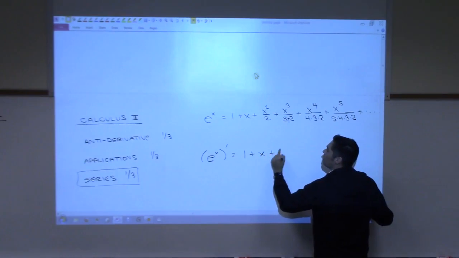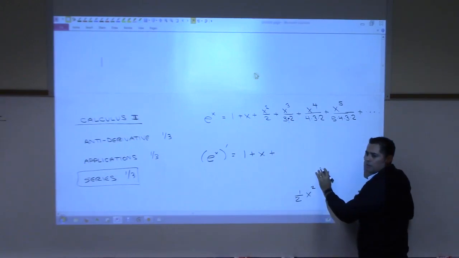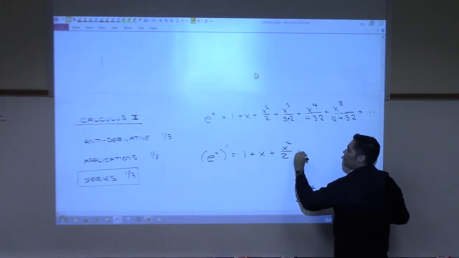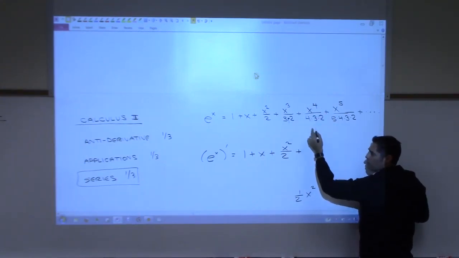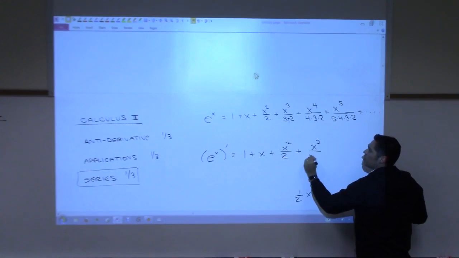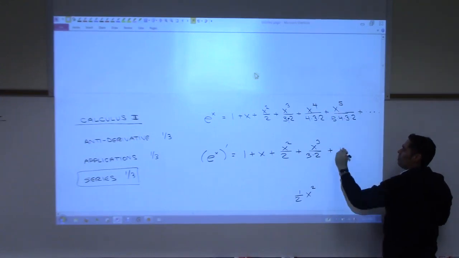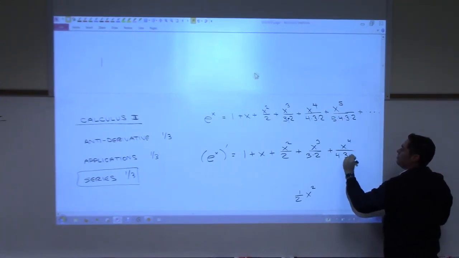X plus, now this one, the 3 would pop out, right? And cancel with that 3 down there. So what would you have? X squared over 2 plus, what about the next one? 4 would pop out, cancel with the 4. You would have x cubed over, the 3 times 2 would still be there, right? So 6. Next one would be x to the 4th. The 5 canceled out, so 4 times 3 times 2.